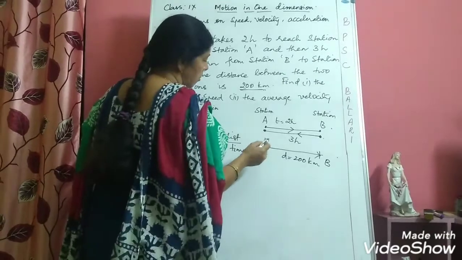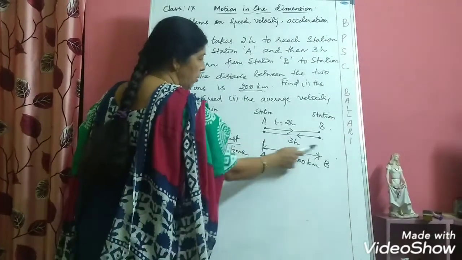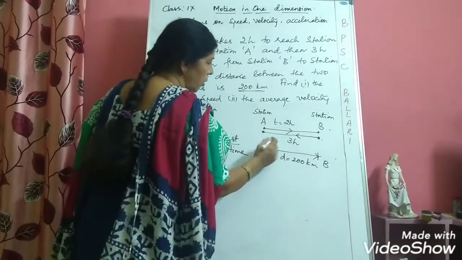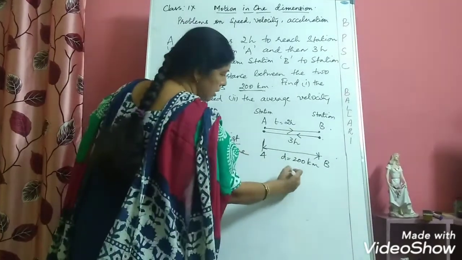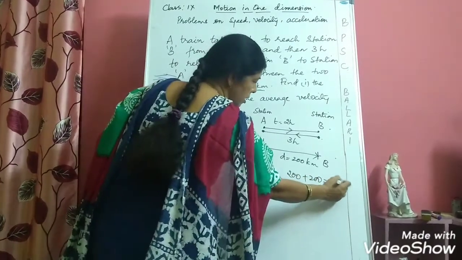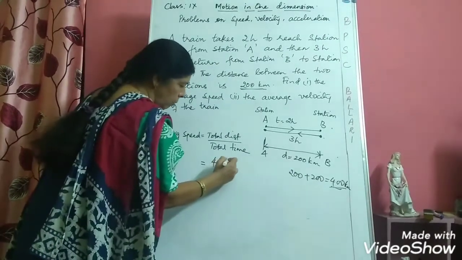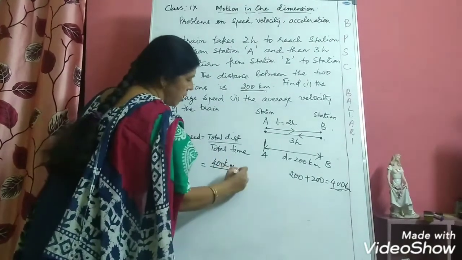The train is moving from A to B and back to A. So A to B is 200 kilometers. B to A again 200 kilometers. So total distance travelled is 400 kilometers.